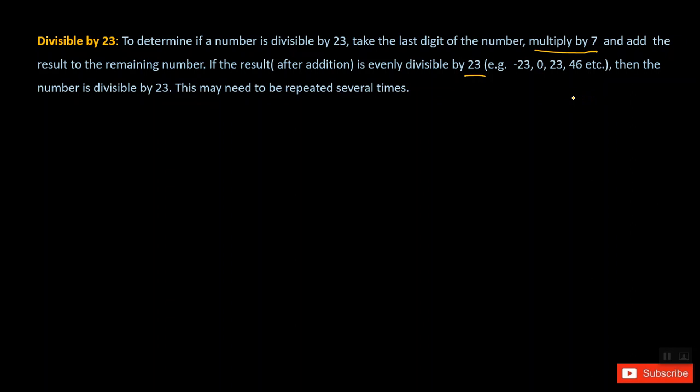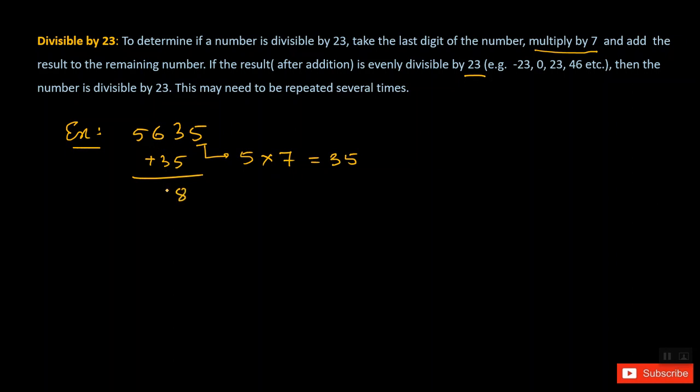All right, let's take one example. Let me take a simple example to show. Let's take 5635. To check whether this number is divisible by 23 or not, take the last digit, that is 5, times it by 7. 7 times 5 is 35. Add this 35 to the remaining number, that is 563. 3 plus 5 is 8. 6 plus 3 is 9 and the 5 as it is.